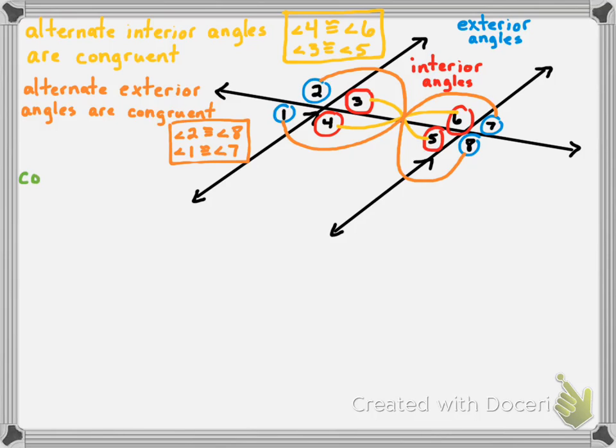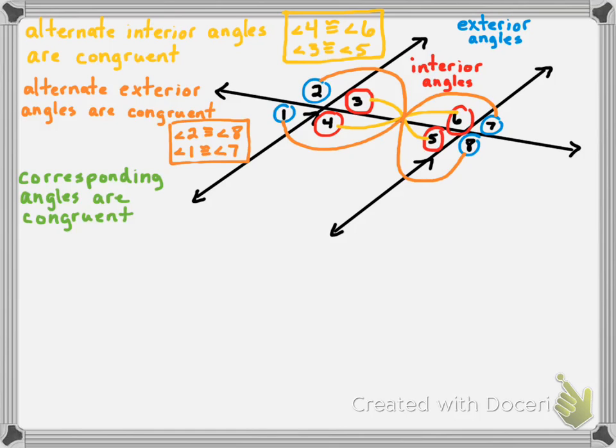Alright, and next we have corresponding angles. Corresponding angles are also congruent. Now notice a lot of these things are congruent. Alternate interior are congruent. Alternate exterior are congruent. Corresponding are congruent. So congruent is easy to do. Everything's equal. You just have to know where to find them, which ones are equal to each other. So the hardest part is remembering where they go.